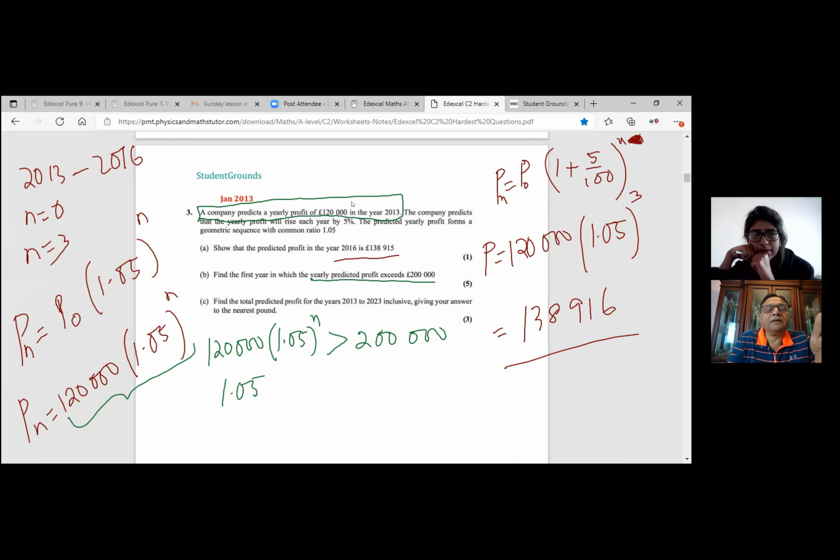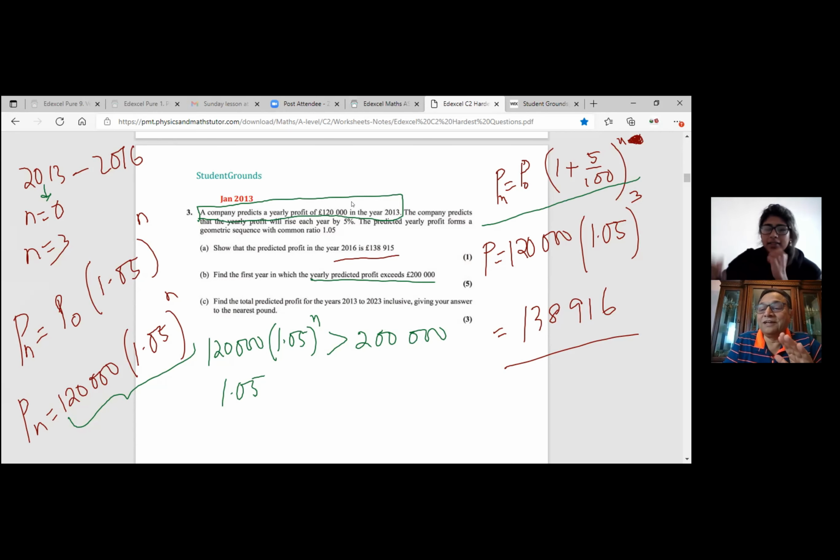So it predicts yearly profit of this much in this year, so we'll call that the starting point. So you just assume that. Yes, n is 0 at 2013. That is why I took time to define my variables. This is my initial profit. So next year, again, it will be increased by 5%, times 1.05.